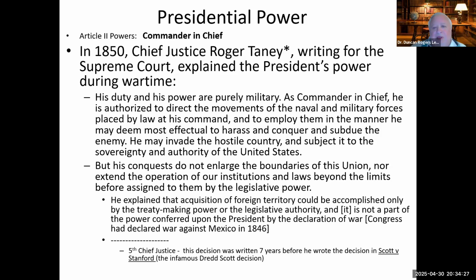So what Taney said was the duties are purely military. He has no right to deal with anything on our land except in time of war. And even during time of war, it doesn't give the president the right to expand the boundaries of the United States. That's something only Congress can do through its treaty power.